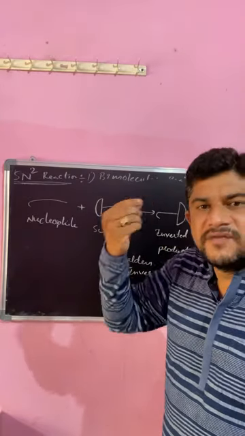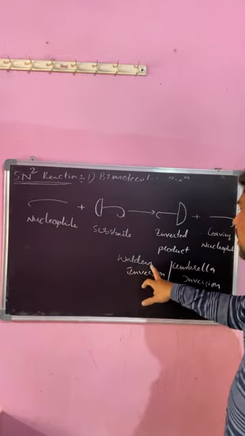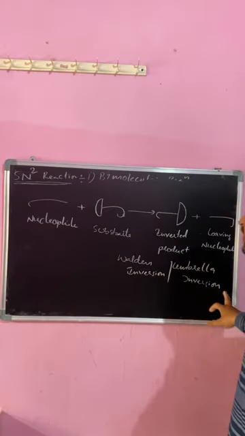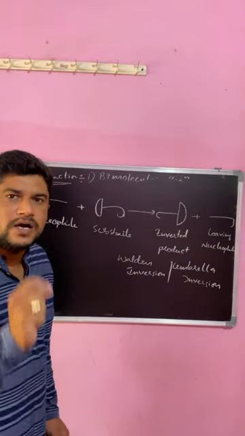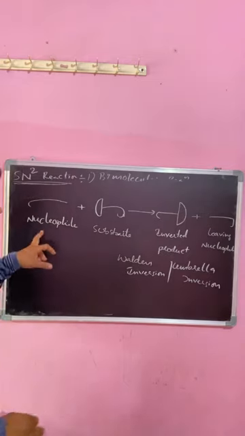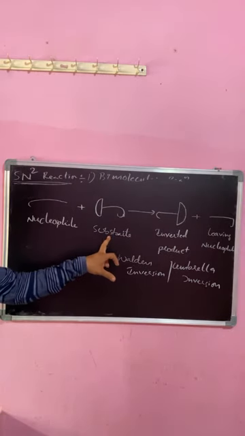So this inverted product is called what? Walden inversion, or it is also called umbrella inversion. Here the nucleophile is attacking the substrate molecule.